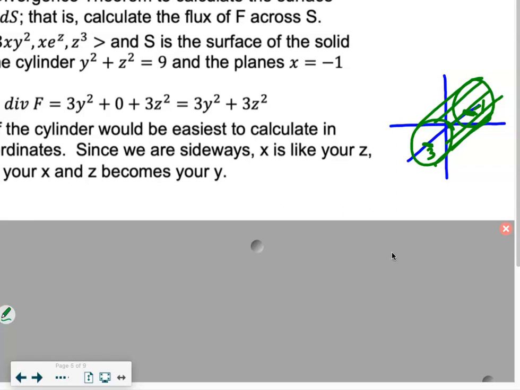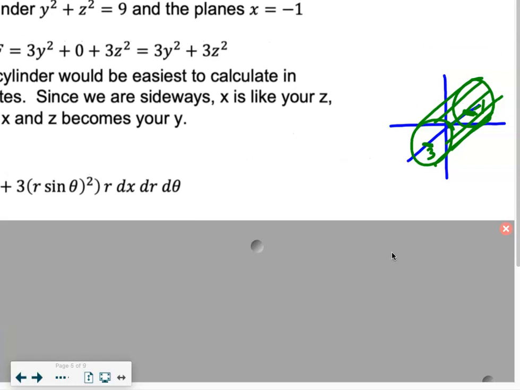Oh, I'm just asking about the integrand. Oh, okay. The integrand? Okay, so what we had in rectangular, I'll show you rectangular and then we'll convert to cylindrical and then we'll move on. All right.